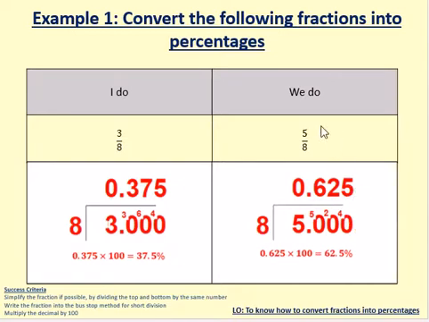So as a decimal, 5/8 is 0.625, and then to convert that into a percentage we simply times by 100. So 0.625 times 100 gives 62.5%. Well done if you got that right.